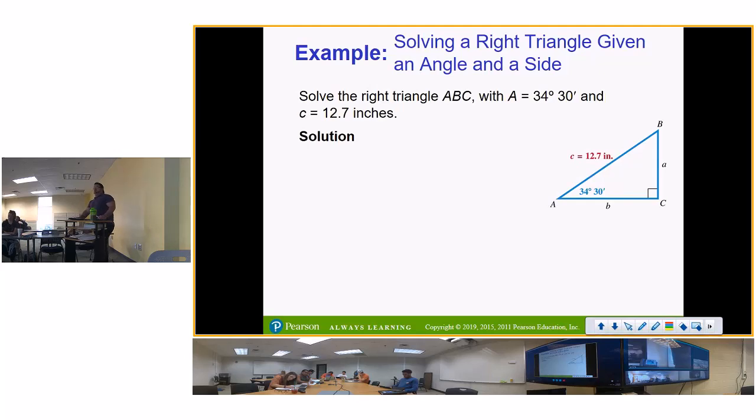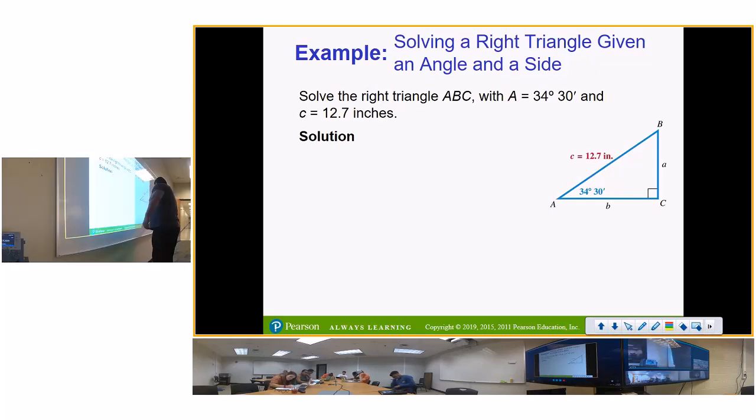And I like to tell people that it's just like a puzzle. You've got 2 knowns, and you've got 1, 2, 3 unknowns. You've got a side and an angle, but you've got 2 sides and an angle that are missing. Now, you can actually find the angle first. Okay? You can find the angle by saying 180 minus 90 minus 34°30′. And that will give you angle B.